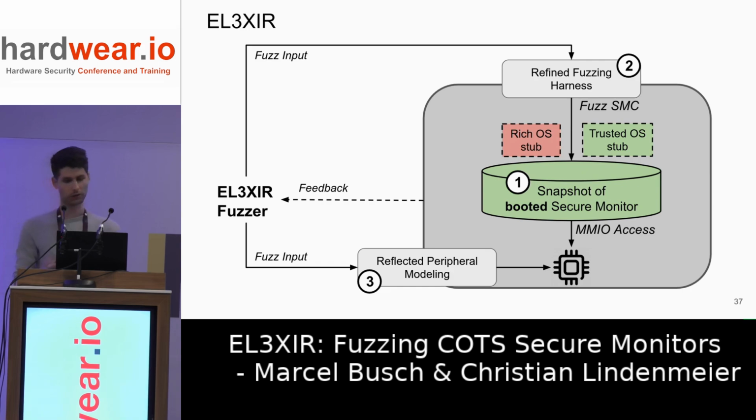And here in the end, you can see an overview of our fuzzer, which we called EL3XIR. We saw our three main components in the talk. First of all, we are running a snapshot of the booted secure monitor, and we can create a snapshot using our rehosting framework, which I just presented. Then at number 2 here, you see we are using a refined fuzzing harness that knows how to effectively inject these inputs into the secure monitor, and we have an automated pipeline for creating these. And at number 3, you see that we are using our technique, which allows us to create MMIO interactions on the fly that will keep the secure monitor running.